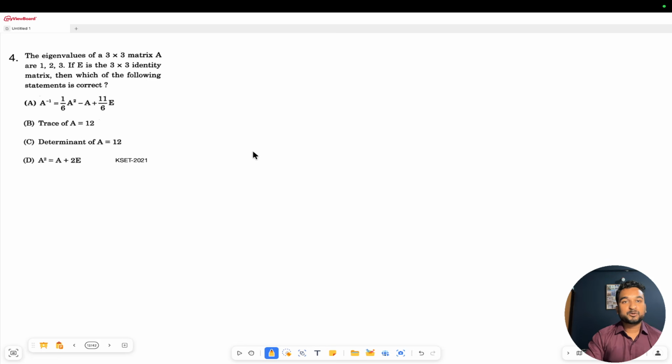Next question. I hope this question is visible to you. The eigenvalues of a 3 cross 3 matrix A are given: the eigenvalues are 1, 2 and 3. If E is a 3 cross 3 identity matrix.